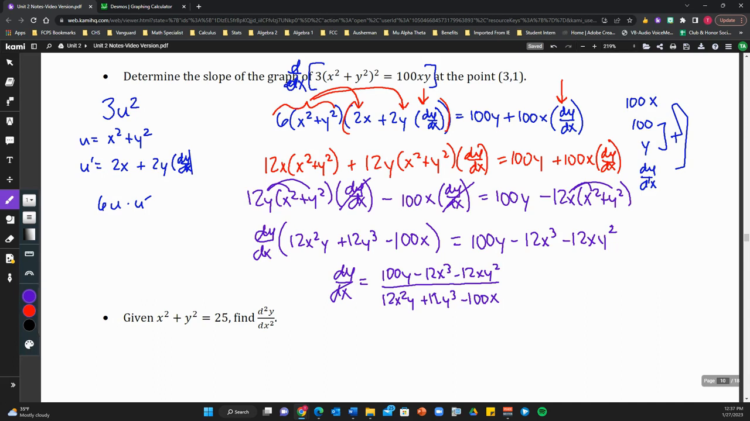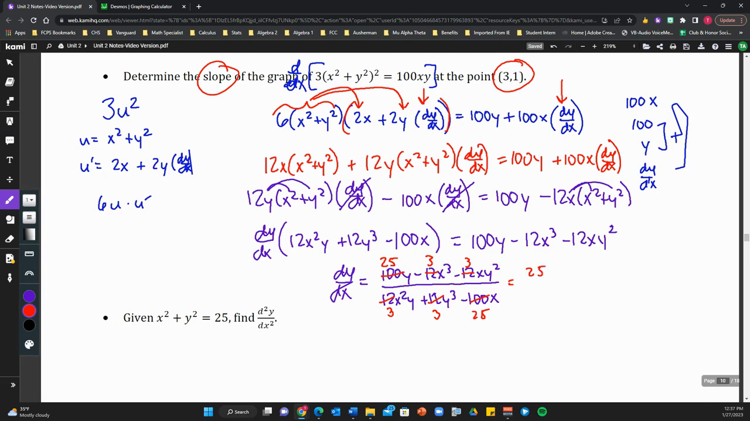Now, it can be reduced. We've got all of these terms are divisible by 4. So I'm going to do that just kind of out in front. So I would have 25y minus 3x cubed minus 3xy squared, 3x squared y on bottom, 3y cubed next, and then minus 25x. So doing that, because we need to know the slope, our next step is we're going to plug in our x and y coordinates in here. Reducing that out first will make this multiplication a lot easier to handle. We're going to try and do it without a calculator. We'll see how that goes.